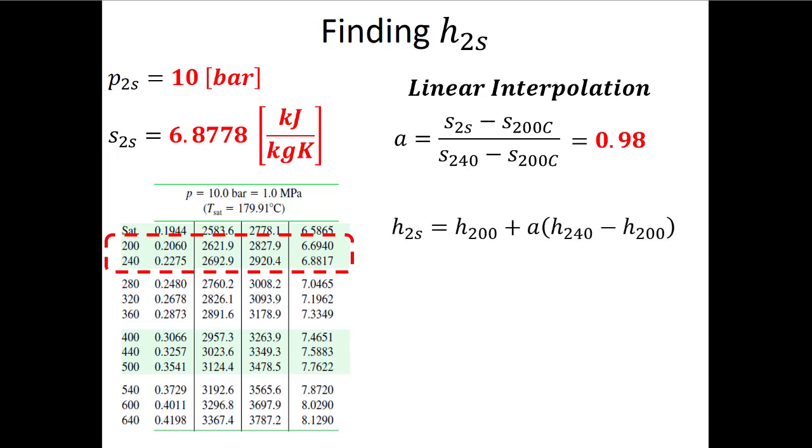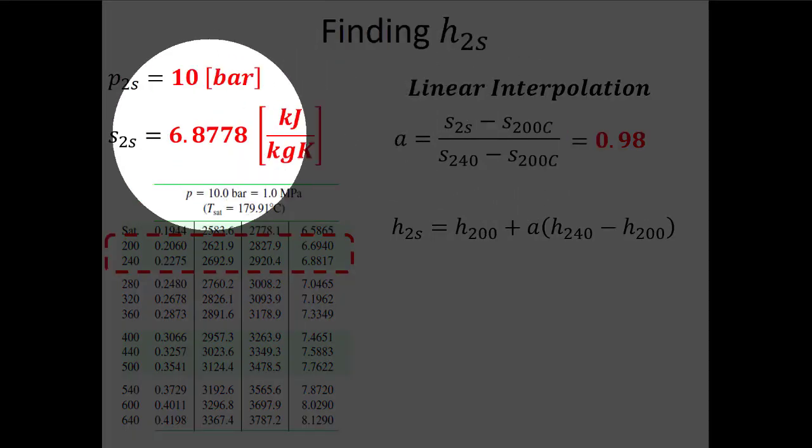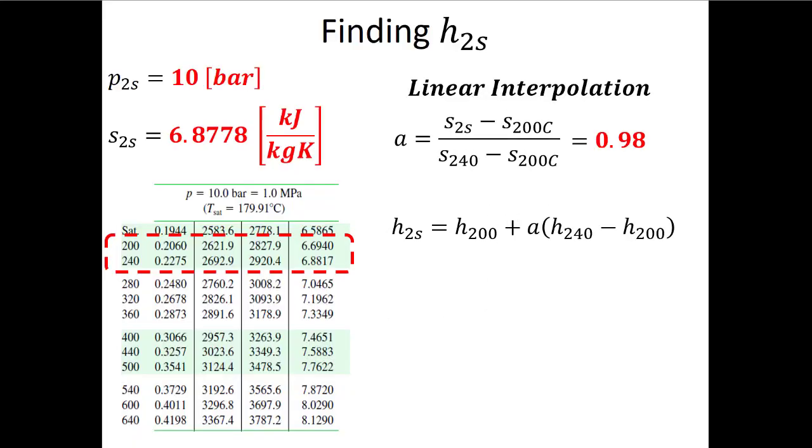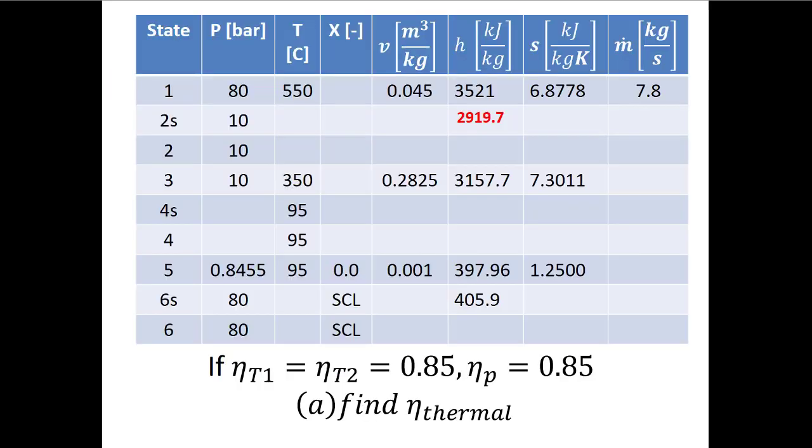I can now interpolate for H because I don't actually want to know what the isentropic efficiency is. I want to know what the specific enthalpy at this isentropic outlet is. So I can take this equation for linear interpolation and find that the specific enthalpy in this case is 2,919.7 kilojoules per kilogram. So I can put that onto my state table.